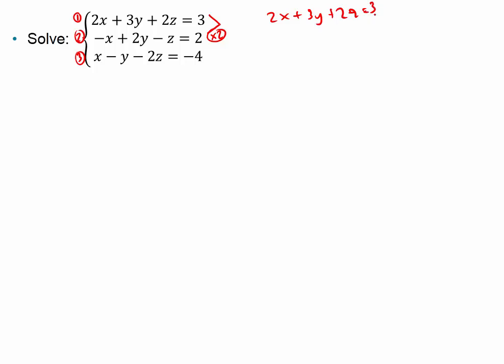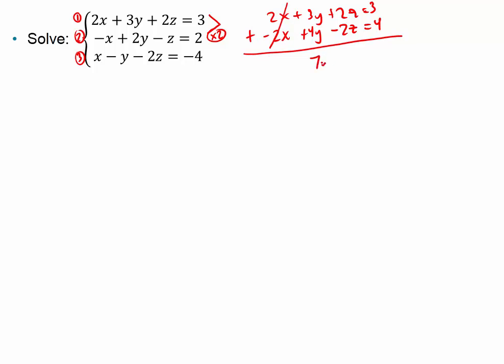I'm multiplying this bottom equation by 2, so negative 2x plus 4y minus 2z is equal to 4. All right, now make sure you multiply this 2 times our constant on the other side there. That's an easy place to make a mistake, so make sure we do that. All right, I'm going to add those two guys together.